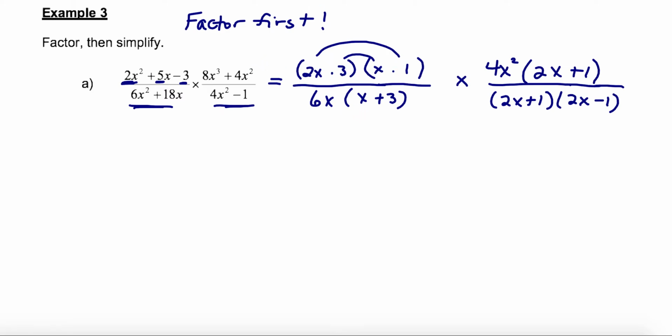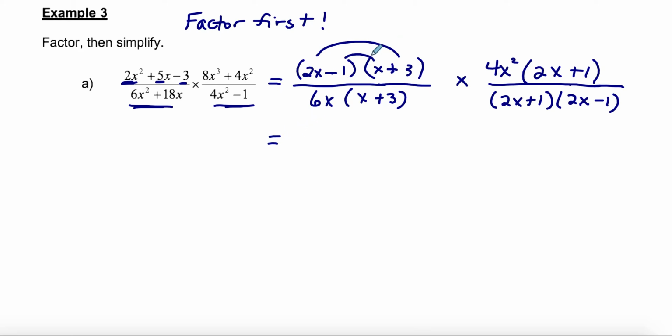Maybe I would try, let's see, can I try the 1 here and the 3 here? So what if the 1 was here and the 3 was here? That would be 6 and 1. So if I had 6 minus 1, I would end up with positive 5. So you just have to double check your factoring.